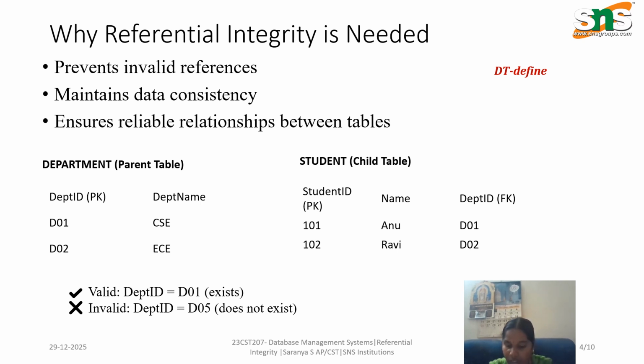A domain constraint is defined as the definition of a valid set of values for an attribute. This type of domain includes string, character, integers, time, date, currency and so on. The value of an attribute must be available in the corresponding domain.